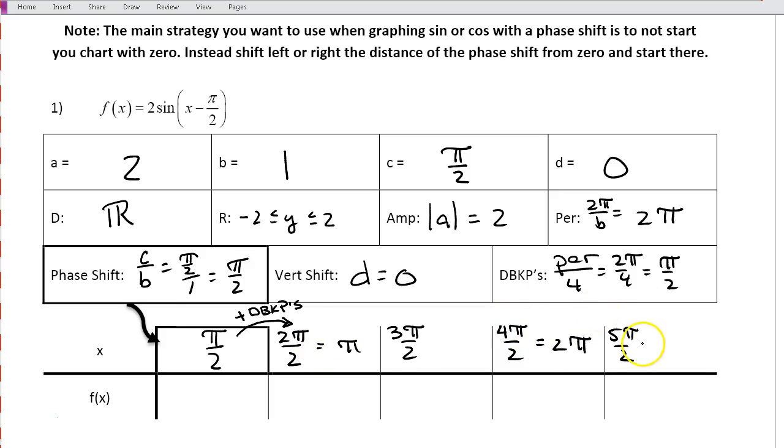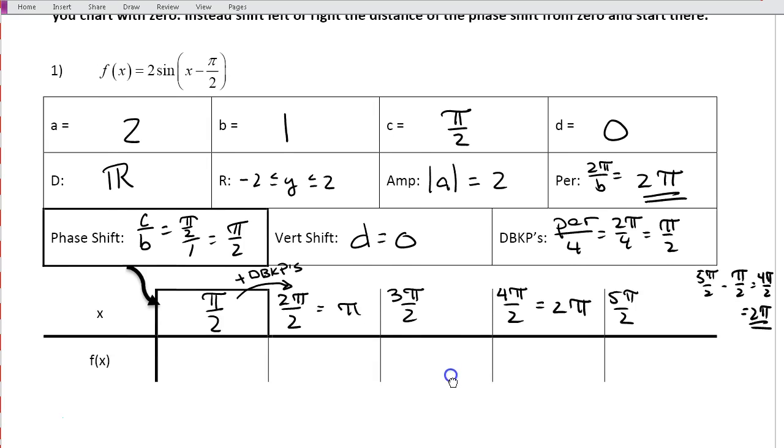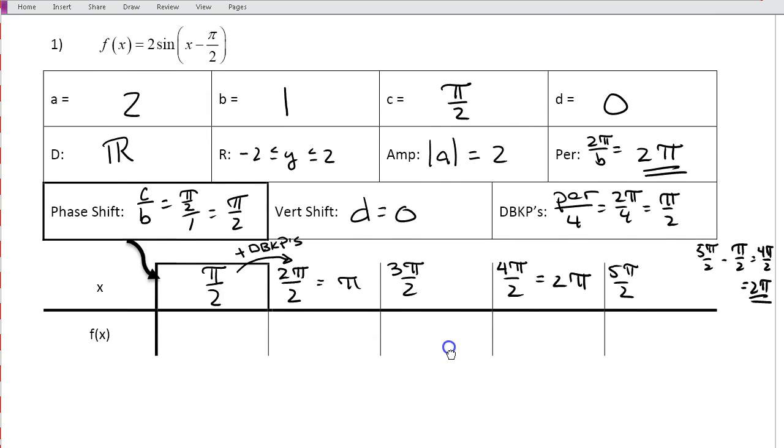And if you notice, we ended at 5 pi over 2, and we started at pi over 2. The distance between those, 5 pi over 2 minus pi over 2, is 4 pi over 2, which is 2 pi. Notice this matches with our period over here. And that's really how it should be. These 5 key points should give us one period.